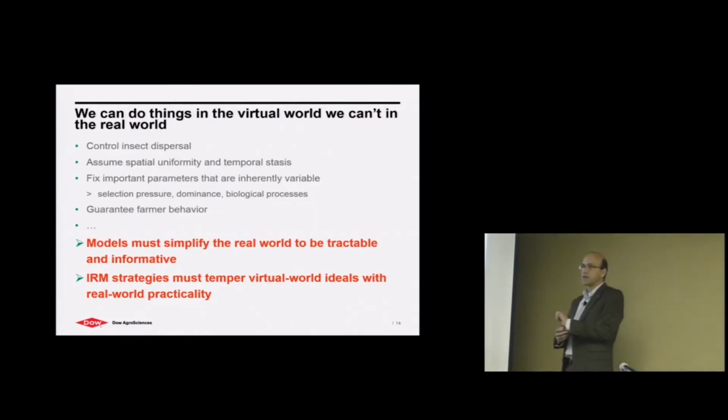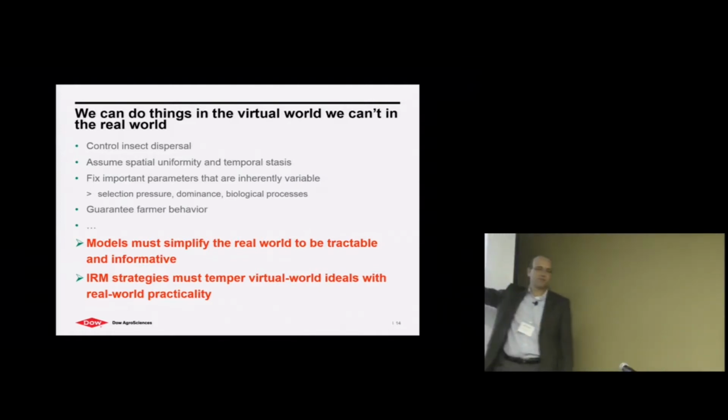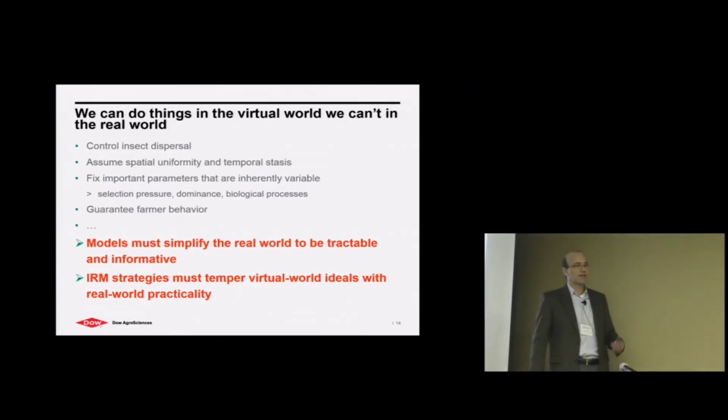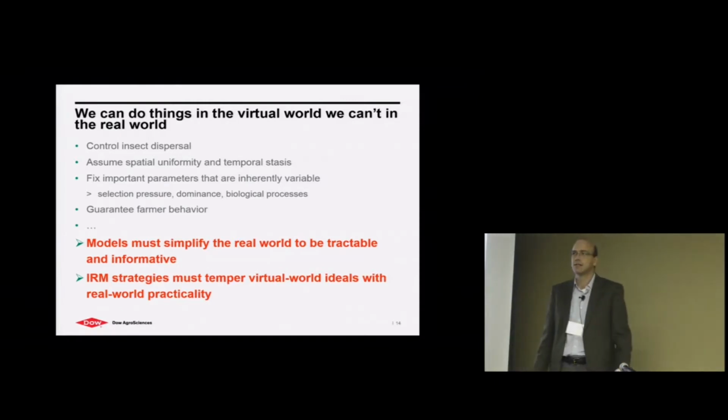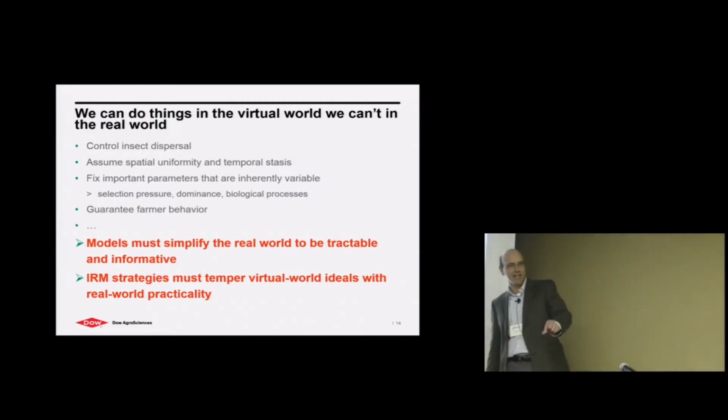And of course, as every modeler in this room knows, we can do things in the virtual world that we can't do in the real world. So controlling some of these things that I've talked about as being important. We can control insect dispersal. We can assume spatial uniformity and temporal stasis. We can fix parameters that we know are inherently variable. How many of the insect modelers here use a single value for fecundity? Oh, okay. Only Dave. Oh, thank you, Mike. And how many insects lay exactly 200 eggs?